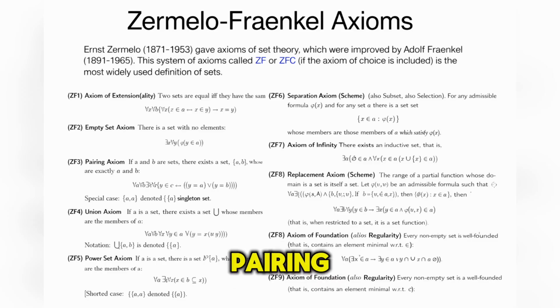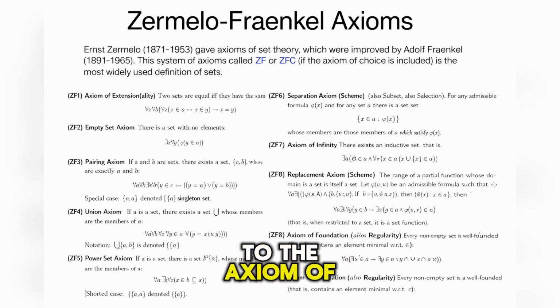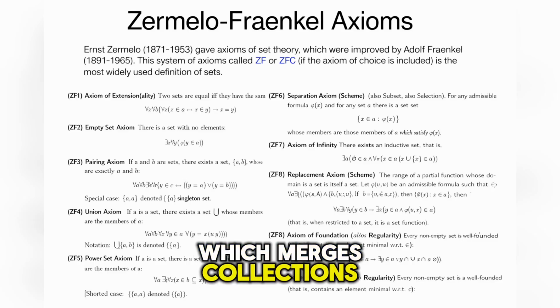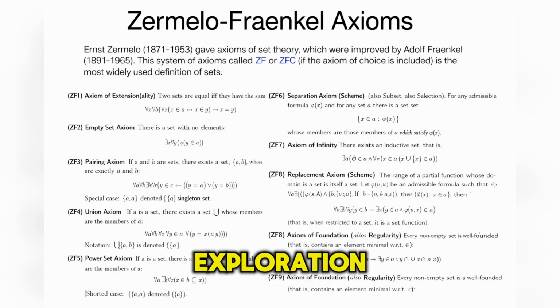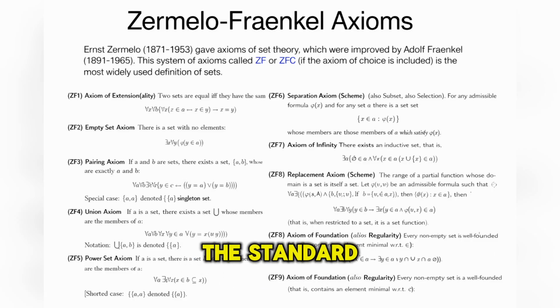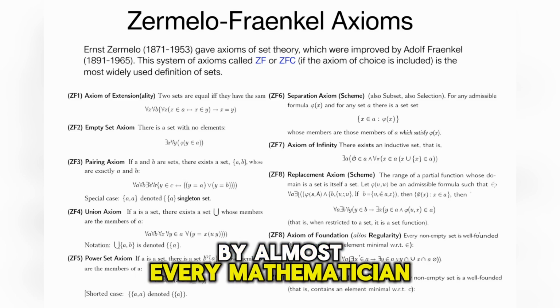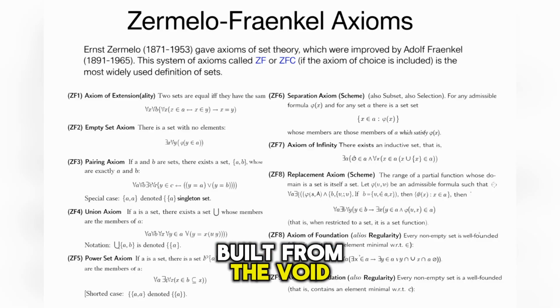From the axiom of pairing, which lets us create a set from 2 objects, to the axiom of union, which merges collections, these rules provide a safe environment for infinite exploration. When we add the controversial axiom of choice, we arrive at ZFC, the standard foundation used by almost every mathematician today. It is a world where every object is a set, and every set is built from the void.